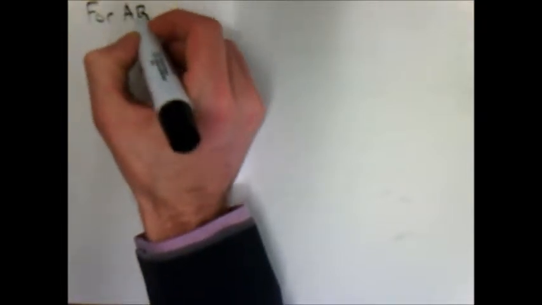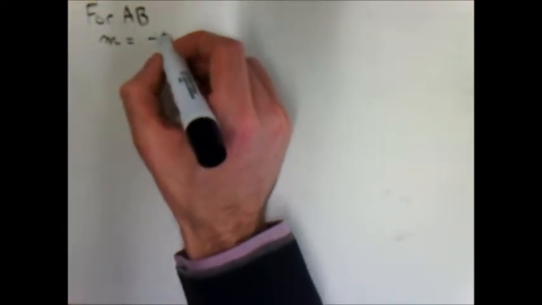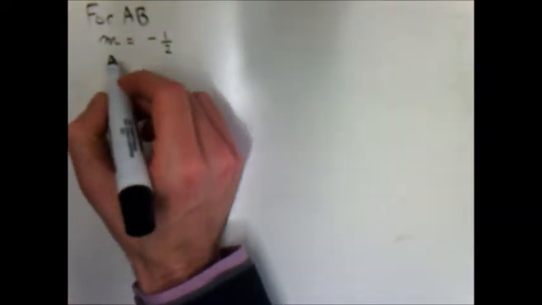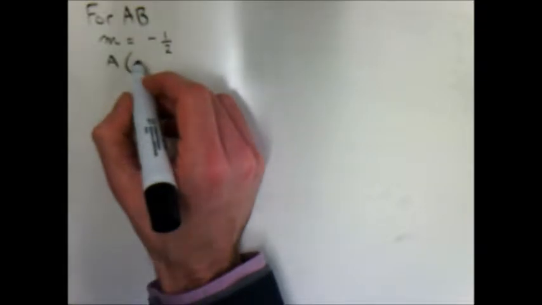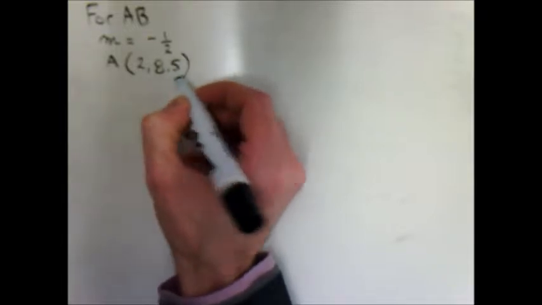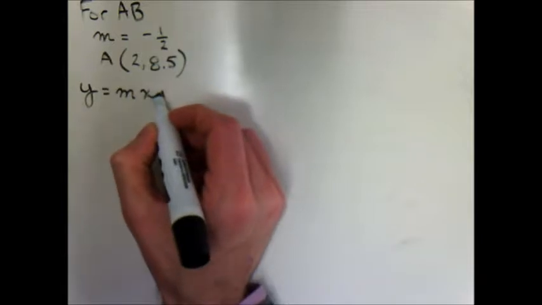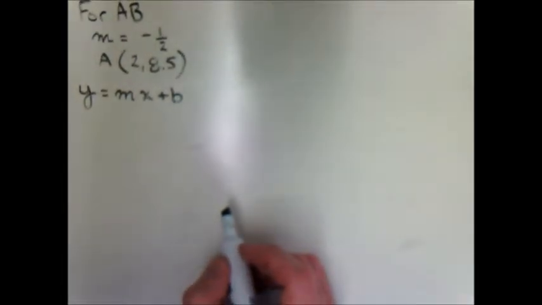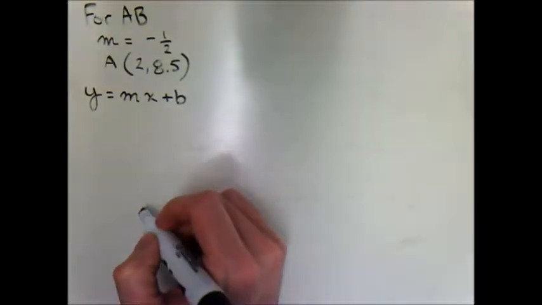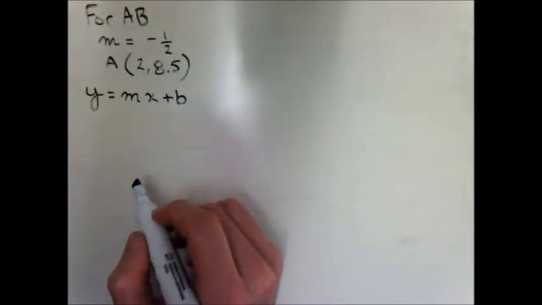For AB, we have a slope of negative 1/2, and we know that point A is on that road. So the point A is found at 2, 8.5. And we are going to sub that information into the standard equation for a line, y equals mx plus b, which is going to allow us to find out what b is, and then we'll have the equation for the line that represents the first road, the road that they already have.